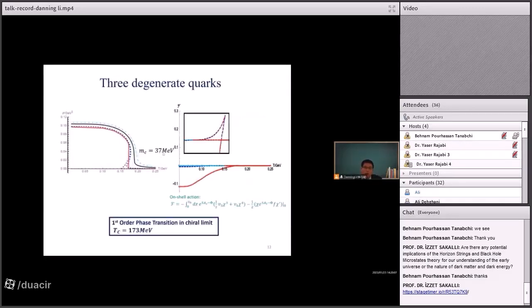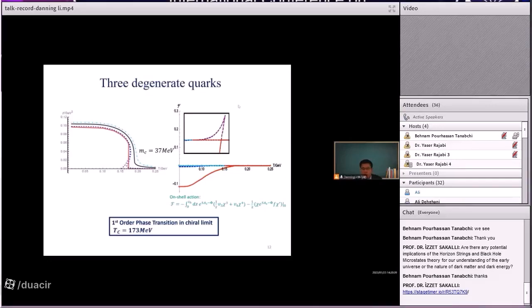And for the three degenerate flavors, we can see that there are multiple solutions in the chiral limit, as this purple line shows. If we calculate the free energy, we can see that this is the characteristic first order type. It drops suddenly from this point.